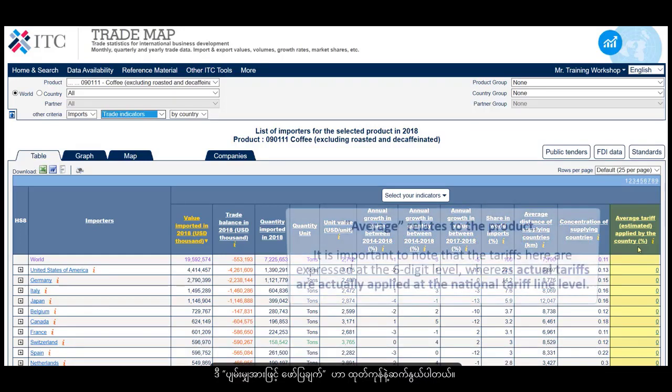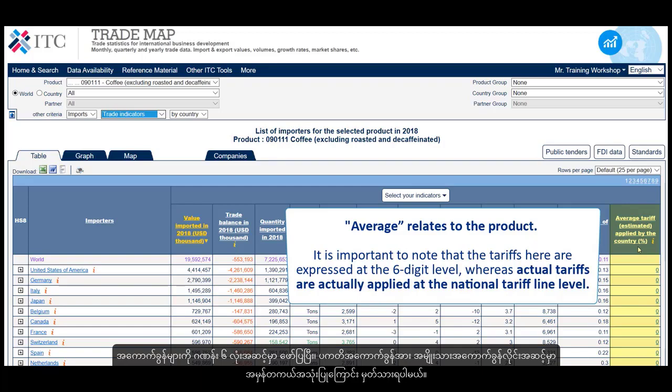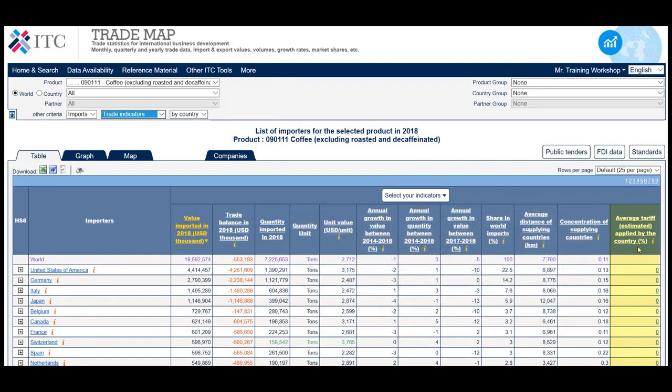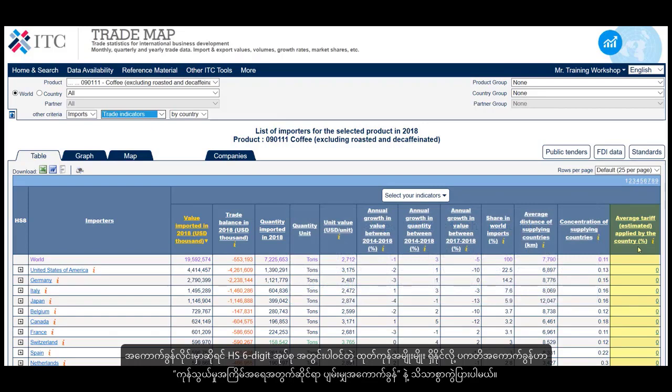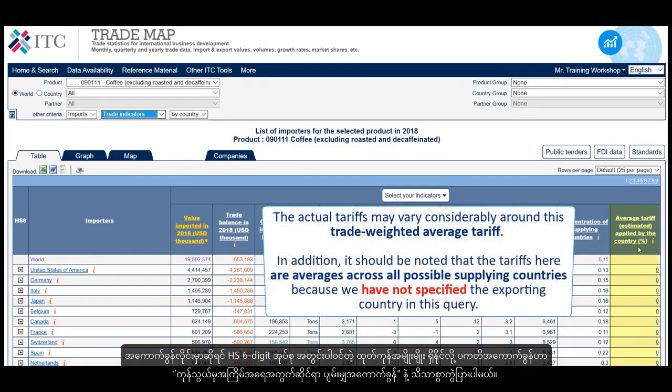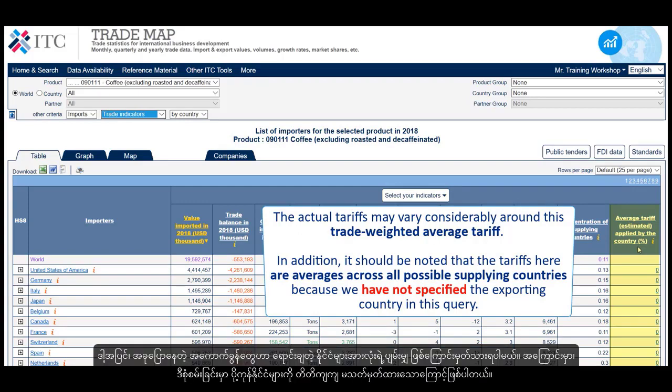On one hand, average relates to the product. It is important to note that the tariffs here are expressed at the 6-digit level, whereas actual tariffs are applied at the national tariff line level. Since there may be many products at the tariff line that fit within an HS 6-digit cluster, the actual tariffs may vary considerably around this trade-weighted average tariff. In addition, it should be noted that the tariffs here are averages across all possible supplying countries, because we have not specified the exporting country in this query.